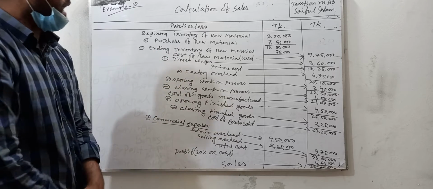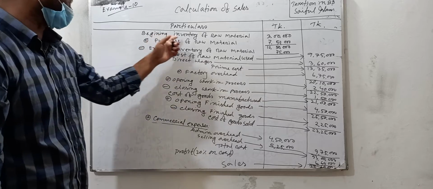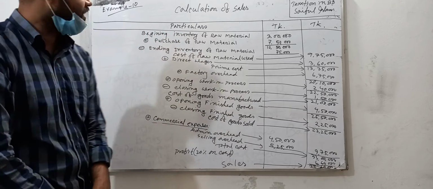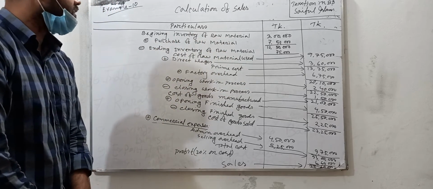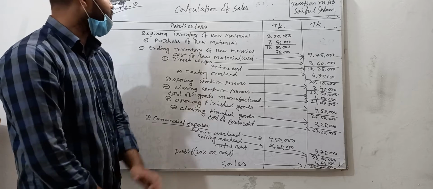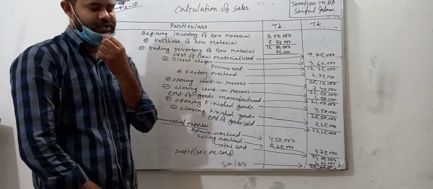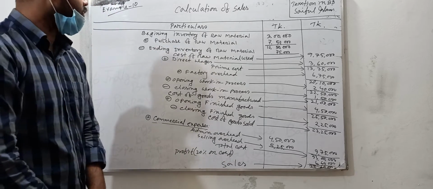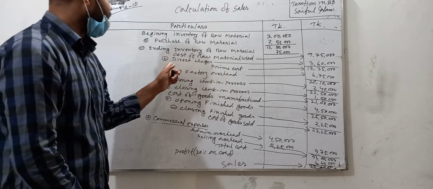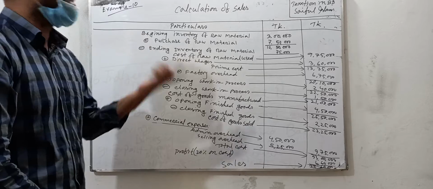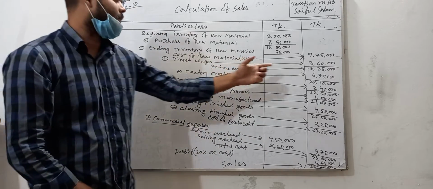I want to repeat the rules again. At first, beginning or opening inventory of raw material plus purchase of raw material minus ending or closing inventory of raw material, then we will get raw material used. The other name of raw material used is raw material consumed. When we get raw material used, we will add a direct expense: direct wages, direct labor, etc. Then the answer will be prime cost.